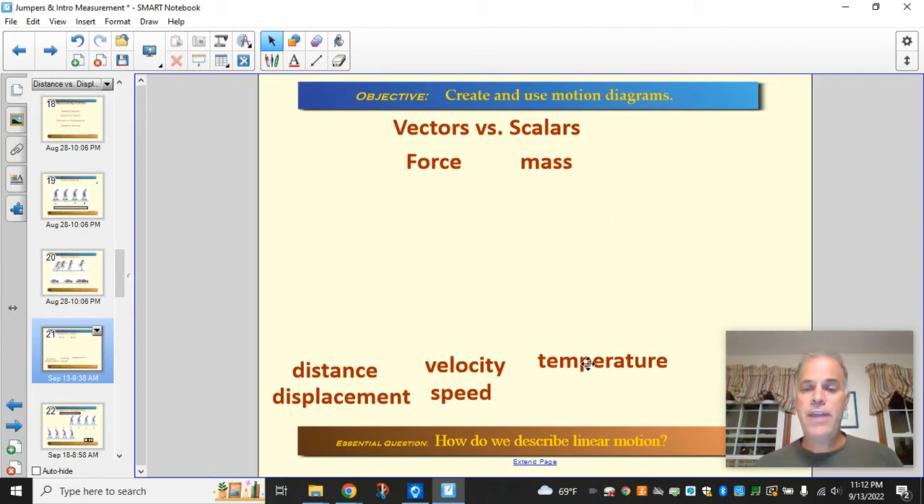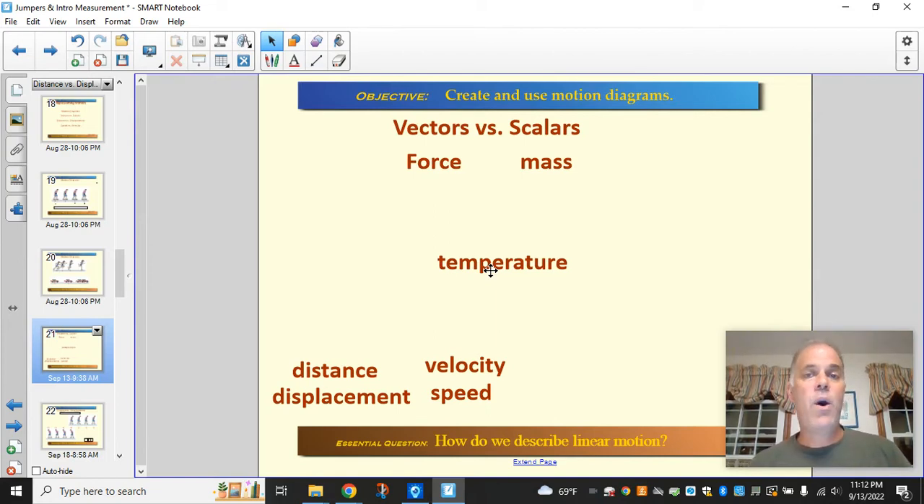Okay. Now, how about temperature? It's 70 degrees in the room, 72 degrees in the classroom as you're doing this right now. Is that a vector quantity or a scalar quantity? Does direction matter or not? Does it have any meaning to say it is 70 degrees north? And clearly it's not. So temperature is a scalar quantity.